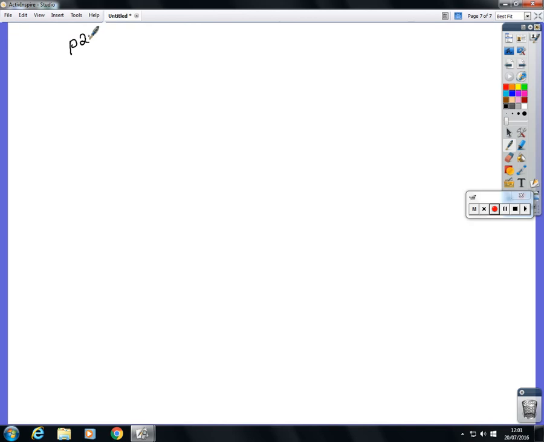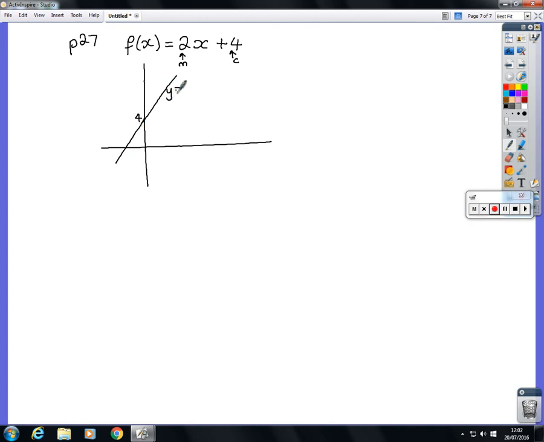On page 27 we have the function f of x is equal to 2x plus 4. If we drew this on a graph, we would have gradient 2 and intercept 4. It crosses at 4. So this would be y equals 2x plus 4, the straight line.